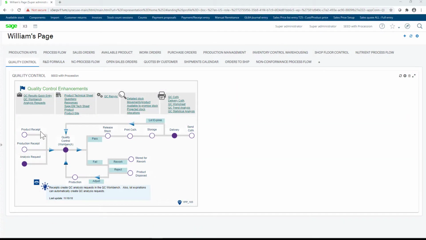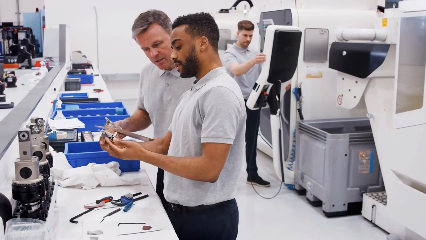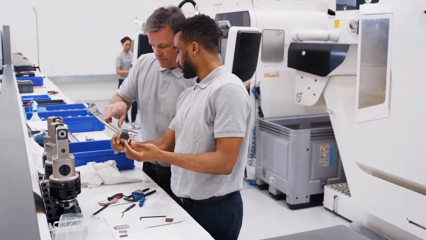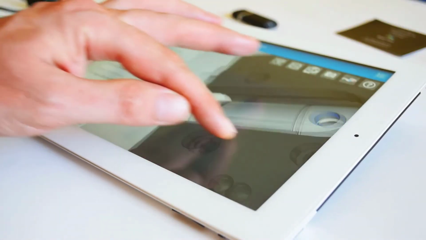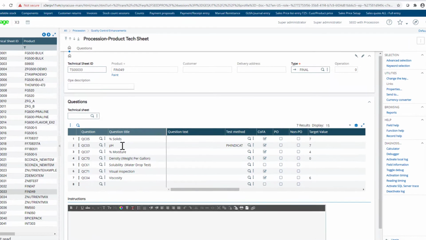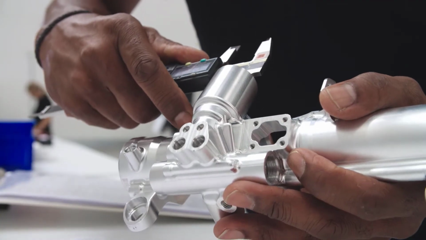Within Sage X3, quality control can be done at the supplier receipt, the production receipt, or manually requested for a product by submitting an analysis request. During these business transactions, the quality control process triggers the product to go through a quality control workbench to determine if it can be released to stock and shipped out, or needs to be reworked to meet quality standards, or rejected. This workbench is based on the creation of technical sheets made up of user-defined questions and responses that secure that the company has only the best quality products.